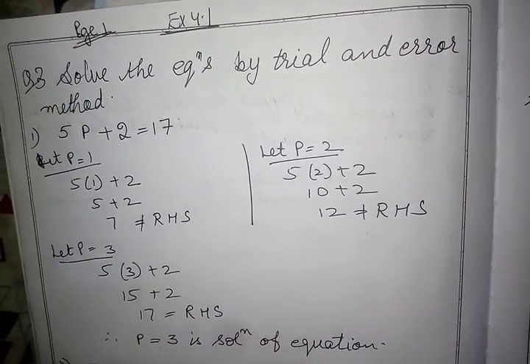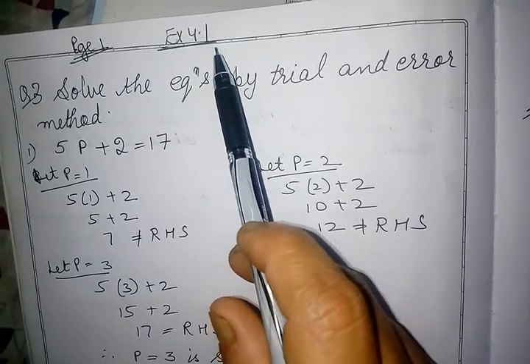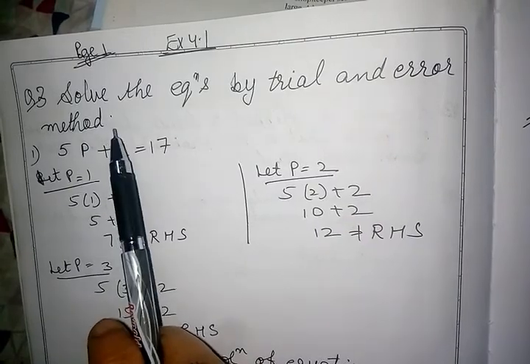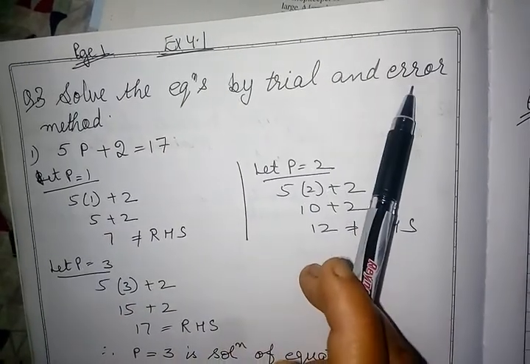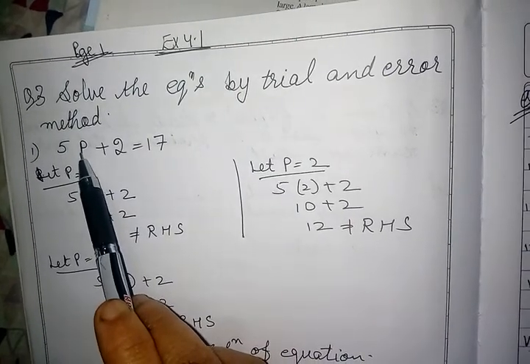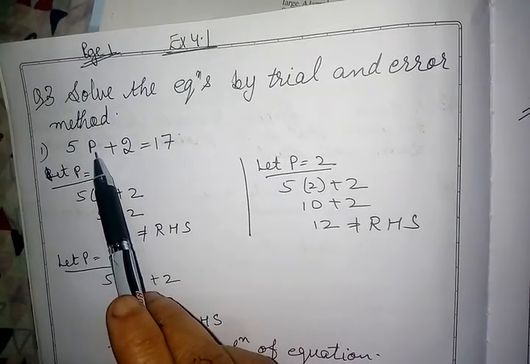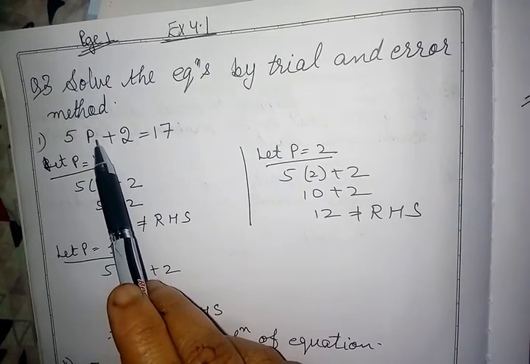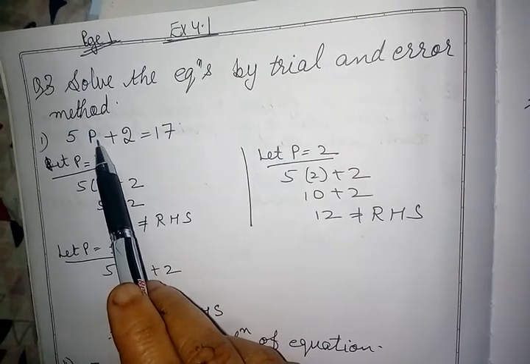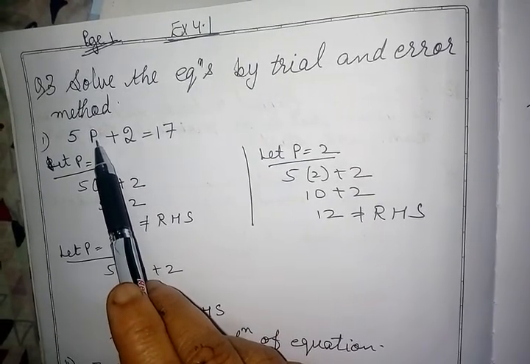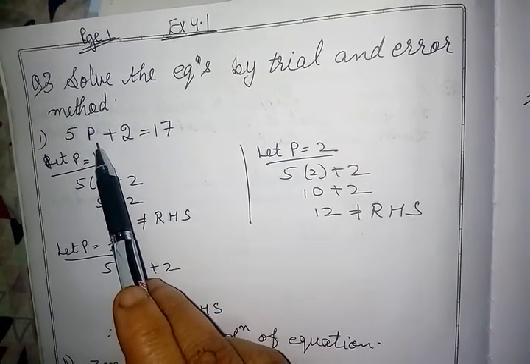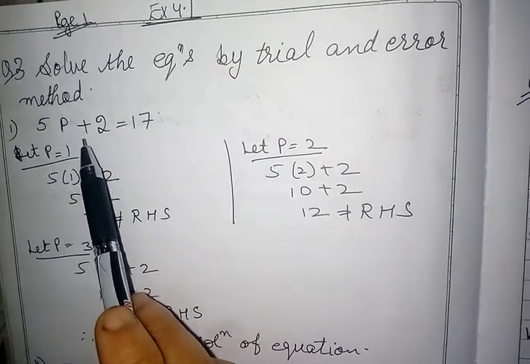Good morning students. Here we are starting exercise 4.1 question 3rd: to solve the equation by trial and error method. Trial and error method means that we will suppose the values of different variables and see whether they satisfy the equation or not. We will put the values of the variable on the left hand side, and if it is equal to the right hand side, then definitely it is the solution of the equation, otherwise not.